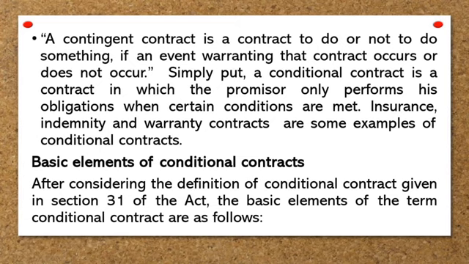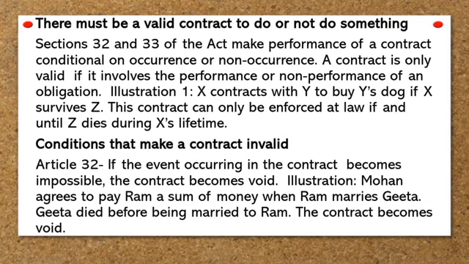Basic elements of conditional contracts. After considering the definition of conditional contract given in section 31 of the Act, the basic elements of conditional contracts are dealt with as follows. Here, there must be a valid contract to do or not to do something. Likewise, sections 32 and 33 of the Act make performance of the contract conditional on occurrence or non-occurrence.